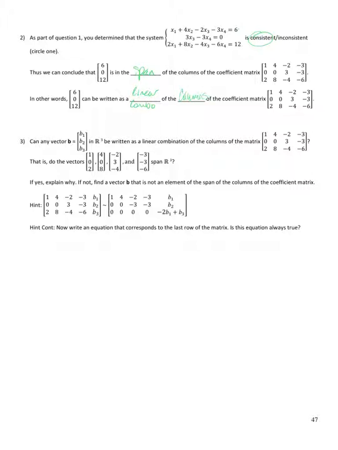Question three, can any vector B, b1, b2, b3 in R3 be written as a linear combination of the columns of the coefficient matrix A? So that is, do those four vectors span R3? All right, so we were given a hint here. I took the coefficient matrix A and augmented with a generic b1, b2, b3 and row reduced. So given this result, I can say, yes, there will always be a solution.